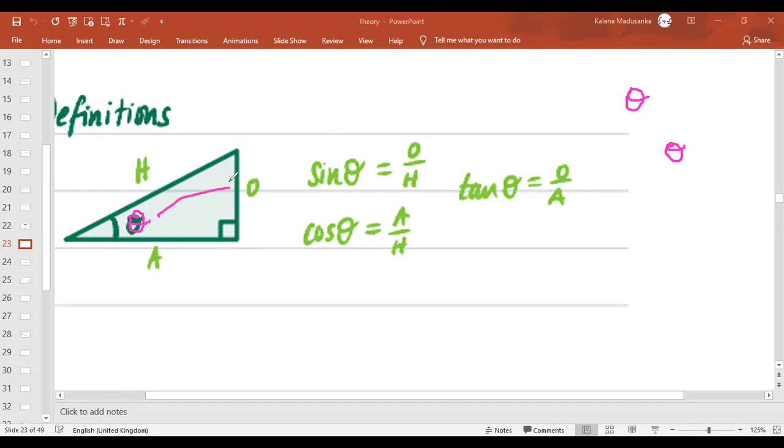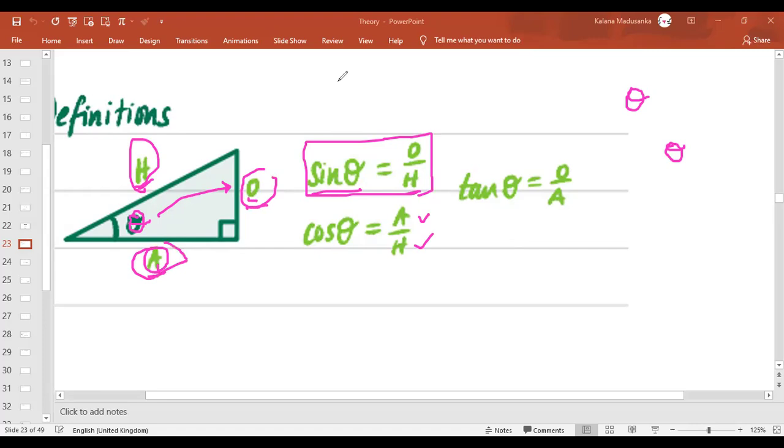Then obviously in front of that, this is my opposite, here my adjacent, and here is my hypotenuse, right? Sine theta is always the opposite divided by the hypotenuse. You have to remember these 3 actually. Cos theta is adjacent divided by the hypotenuse. Tan is the exact opposite: opposite divided by the adjacent, right?